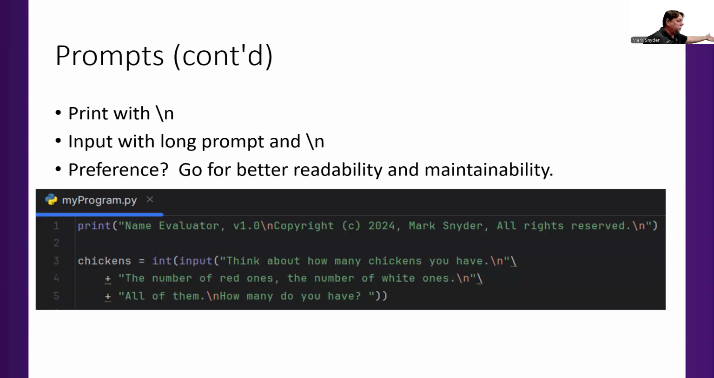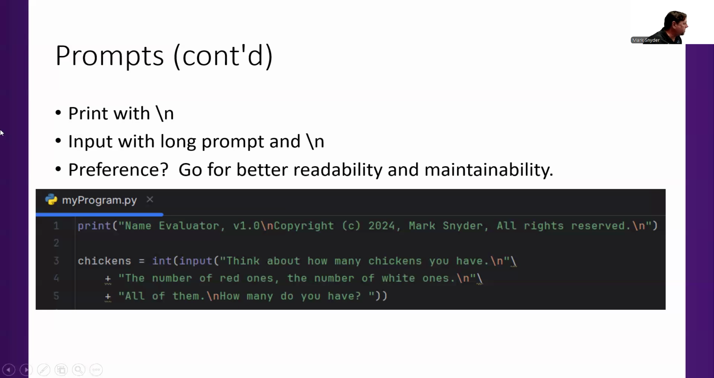Okay. So just like I can print that way, I can also do that on my input statement if I want to. The second example is a very long descriptive prompt message. Think about how many chickens you have, \n. The number of red ones, the number of white ones, \n. All of them, \n. How many do you have? Right, you can do that. And it'll print lots of different stuff on the screen, whatever you want.